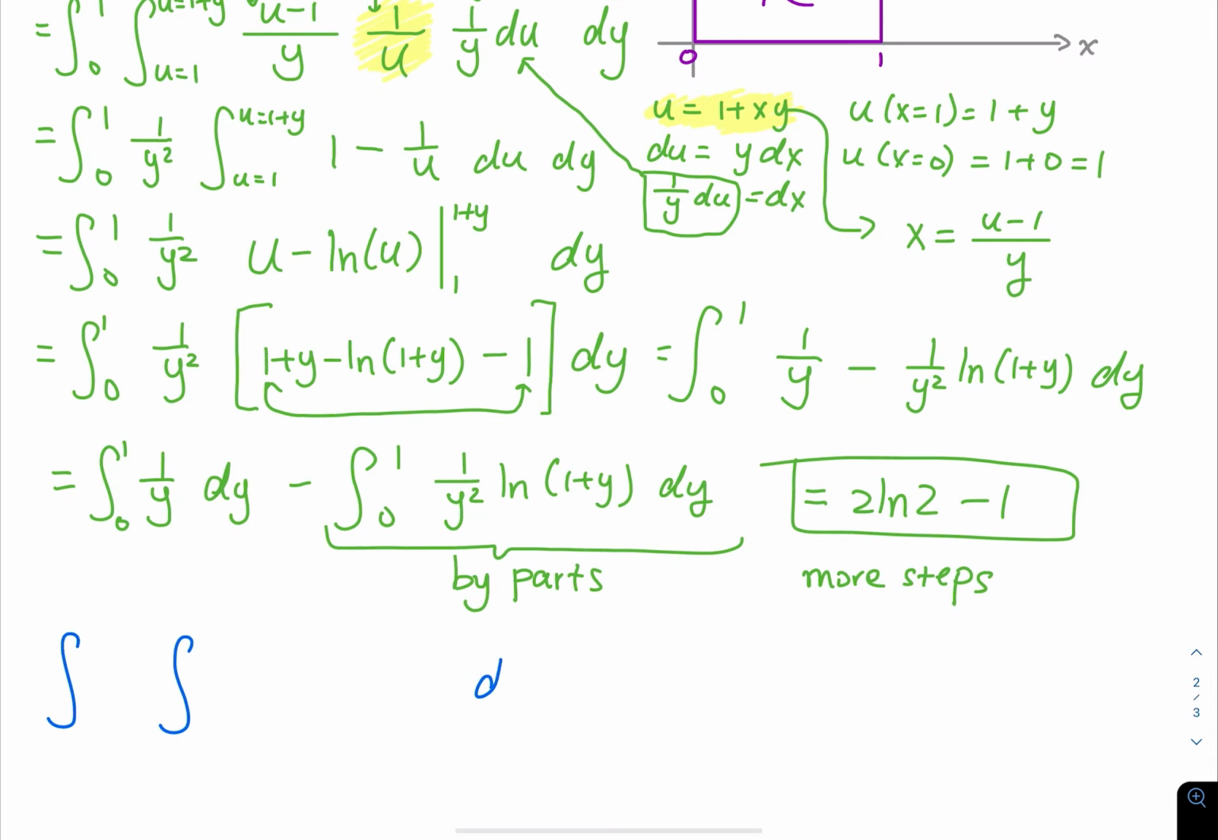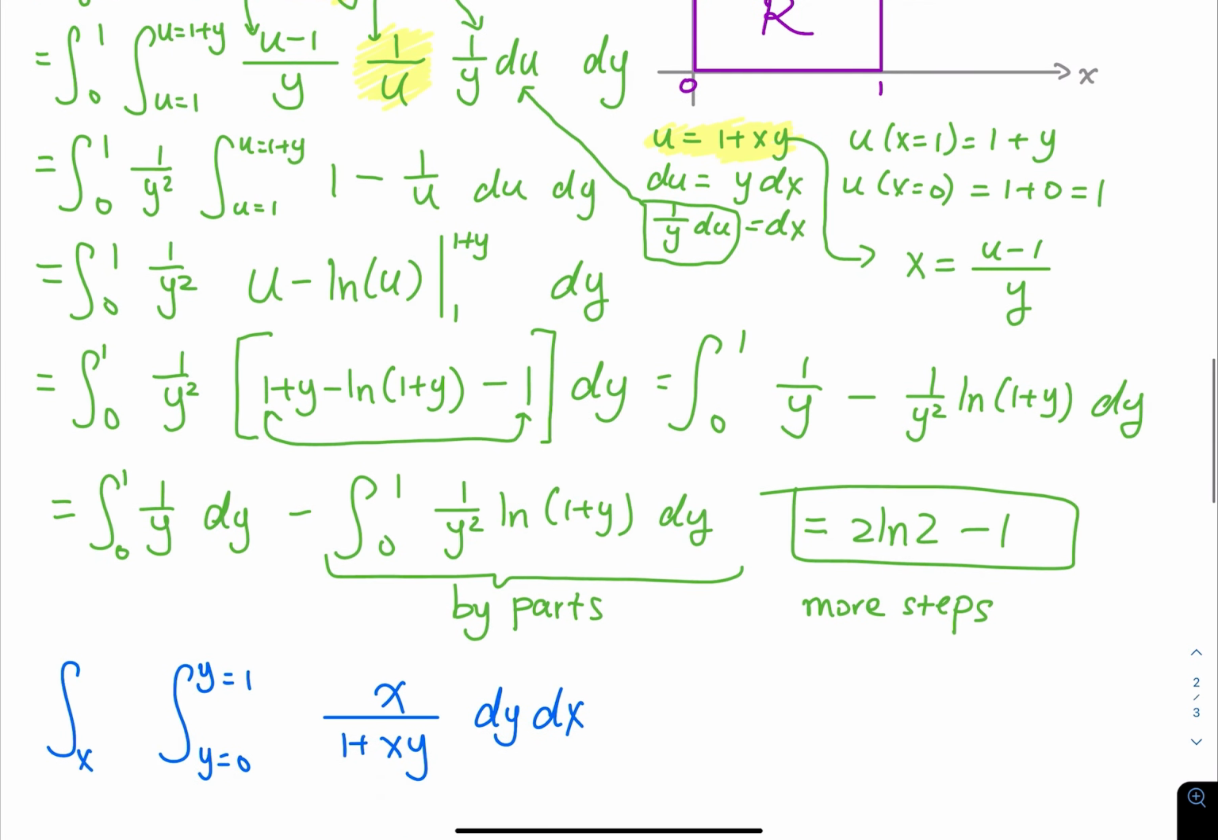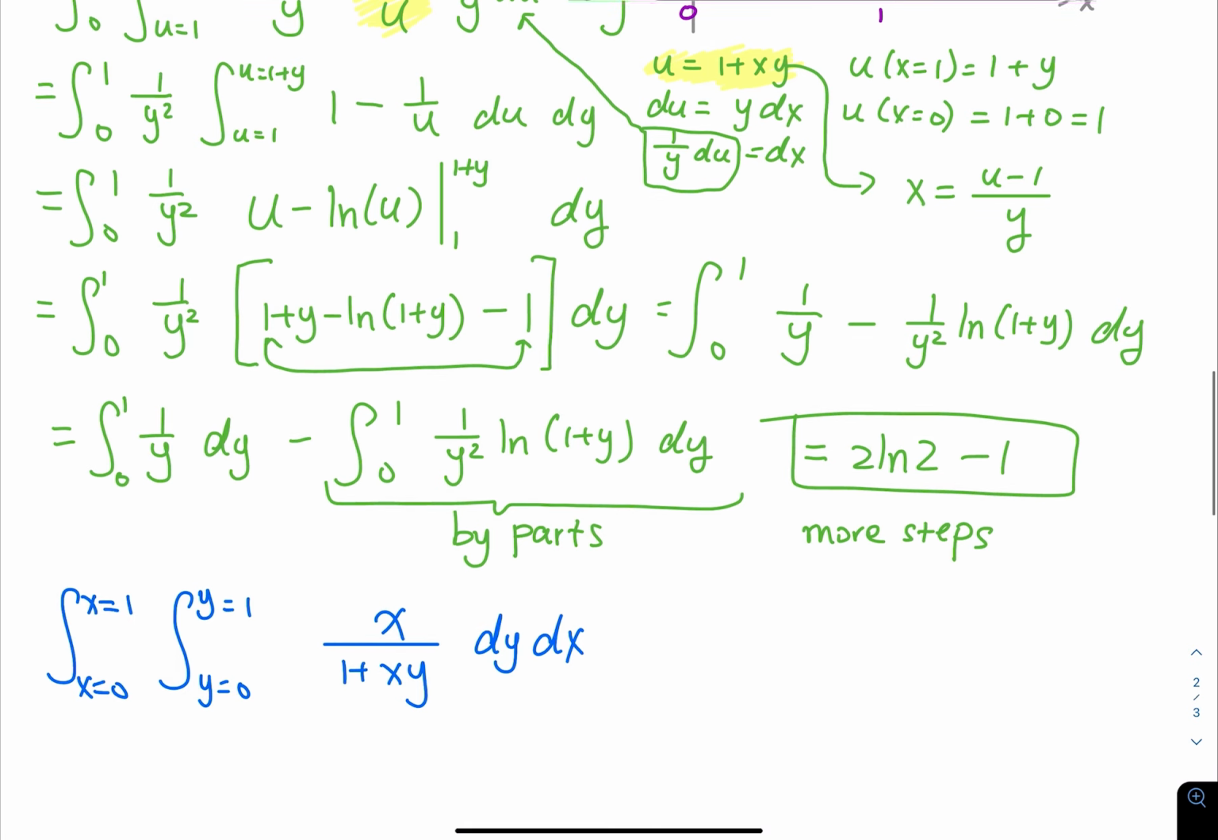So this time we are doing a dy dx, and then the function is x over 1 plus xy. Is that going to be easier? y equals 0 to y equals 1, okay? And then x is from 0 to 1. Is that going to be easier? Okay, the first problem that will be doing an integration by parts, right? That will be not integration by parts, that will be a u-substitution.